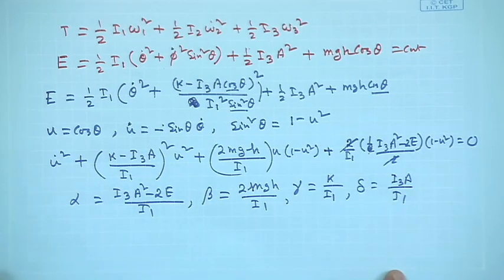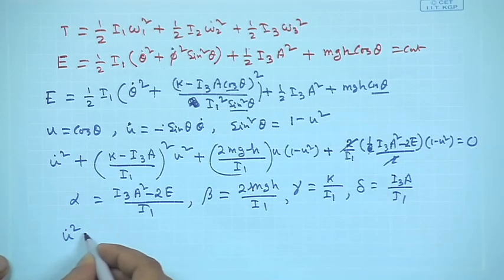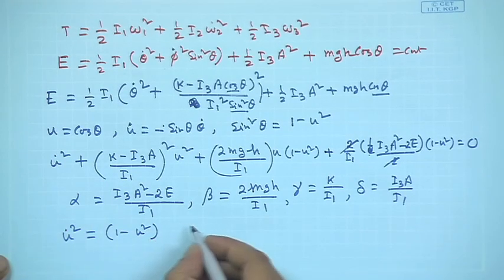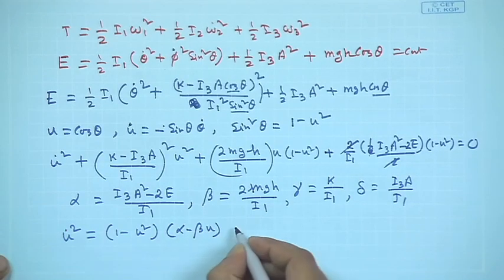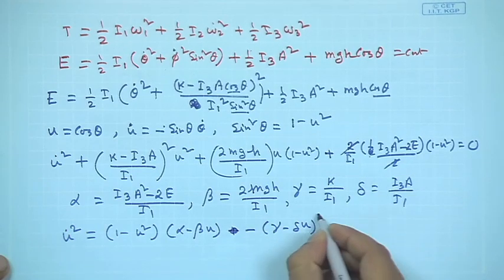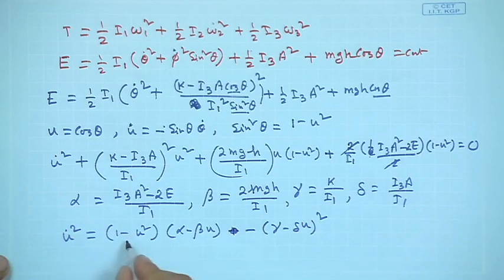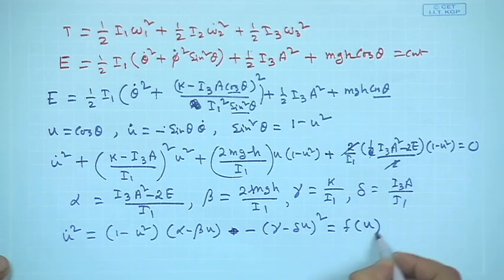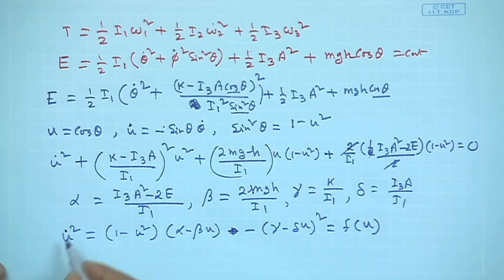So, if we substitute this, we can once again do a slight bit of mathematical manipulation, and we can write this whole thing as 1 minus u square times alpha minus beta u, minus gamma minus delta u whole square, and this is a function of u only. So, in this expression alpha, beta, gamma and delta all are constants. So, the only variable is u. So, we can write this as f of u. Now, u dot square is equal to this. So, we can also try to integrate that.